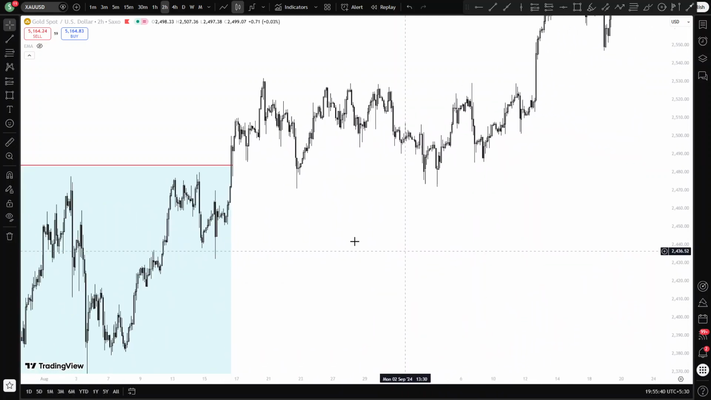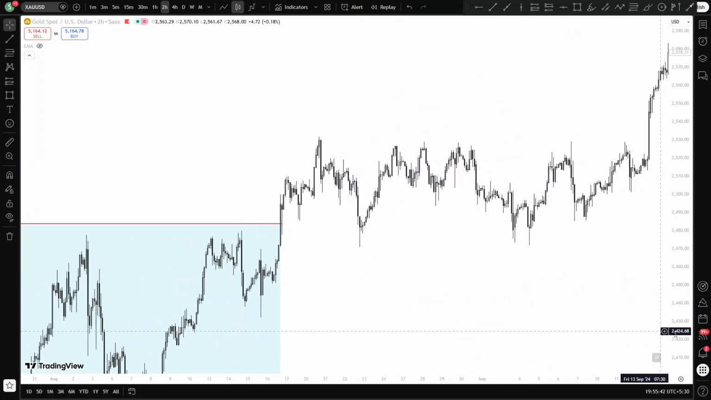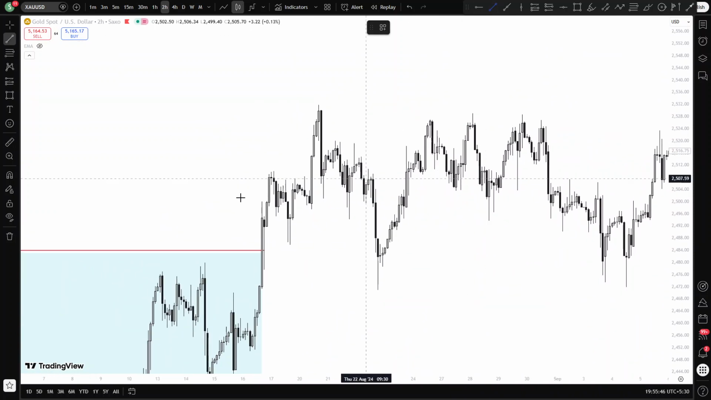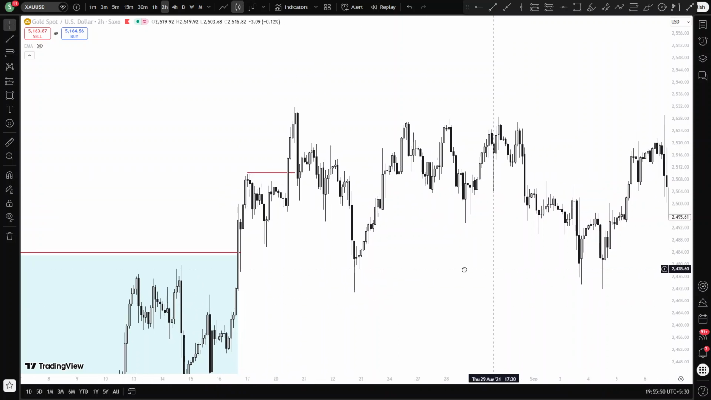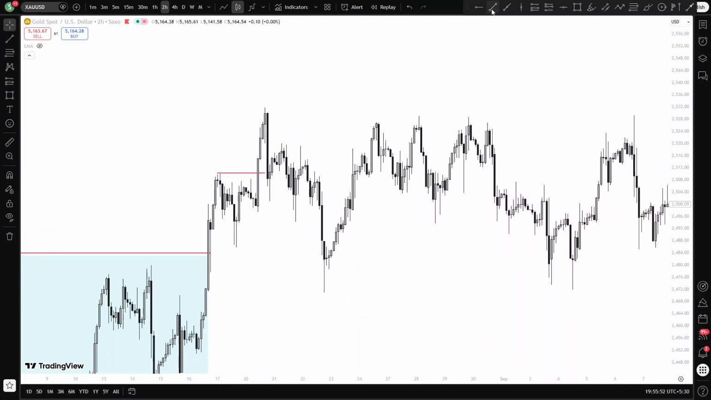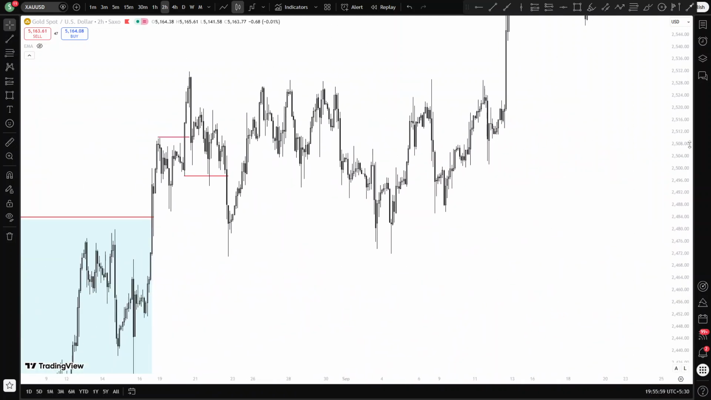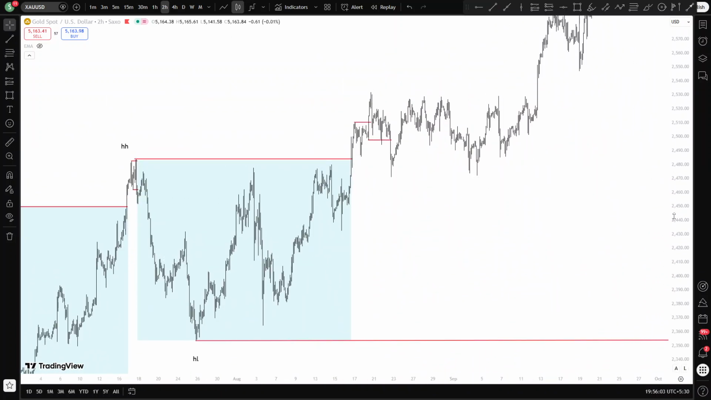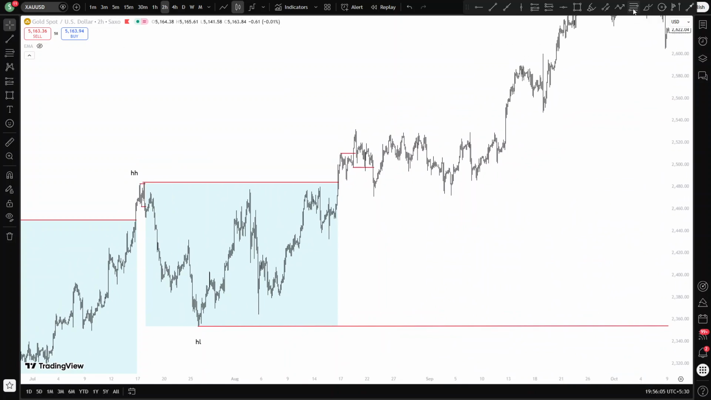Okay, what do we have? We have this. The market gives us a liquidity sweep. After giving us a liquidity sweep, what does the market do? It gives us a breakout here. Let us check on the Fibonacci. Did the market give us a pullback to the 50%?